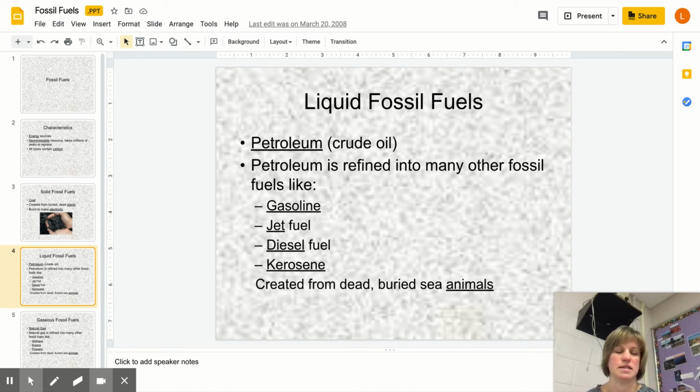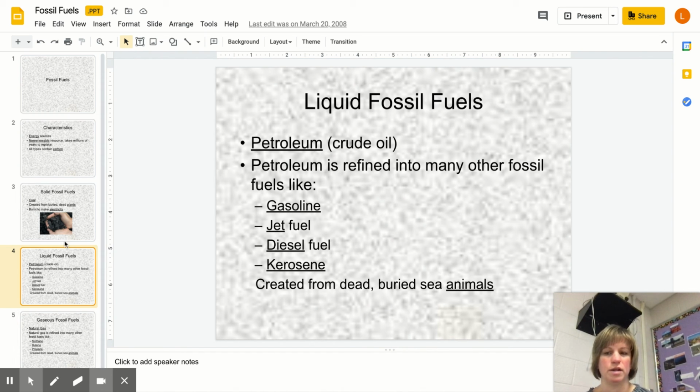I know a scientist that sometimes visits us, a real one, and we've asked him before, so how much petroleum could you get out of a shark? And he says about a little tiny thimbleful is all. So lots of dead creatures in order to create crude oil.